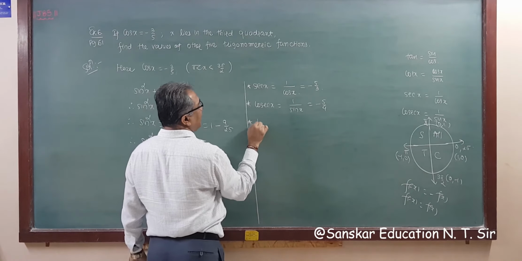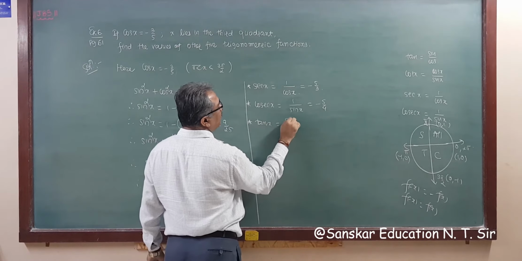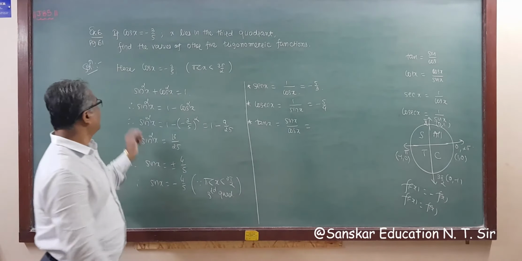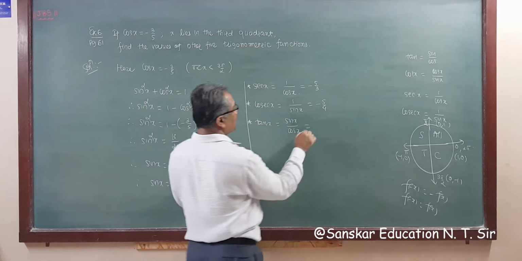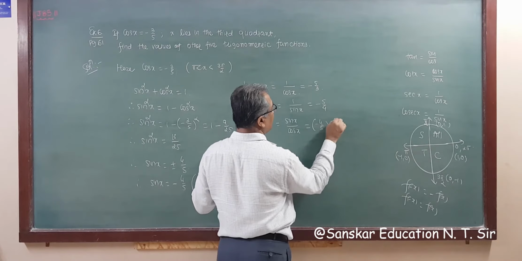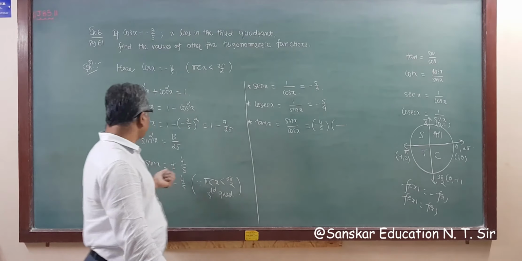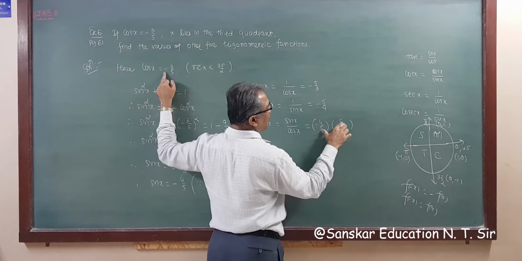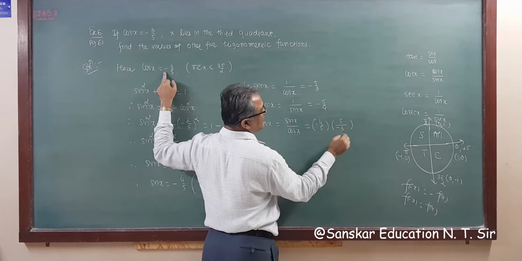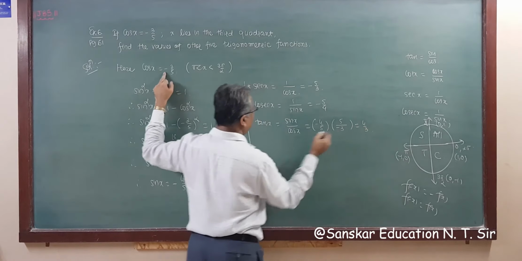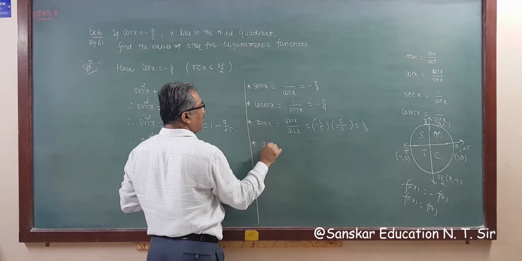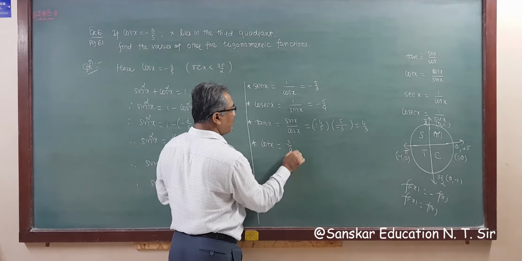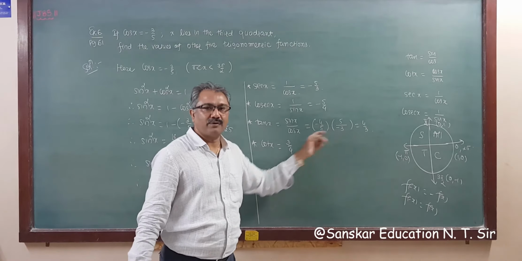Right? Then tan x. So tan x is equal to sin x upon cos x. Sin x is minus 4 by 5 and cos x is minus 3 by 5. So the 5 will cancel. We get minus minus plus. The answer will be 4 by 3. And cot x. Cot x is the reciprocal of tan x. So we will get 3 by 4. Right? I am writing 3 by 4 directly from here.